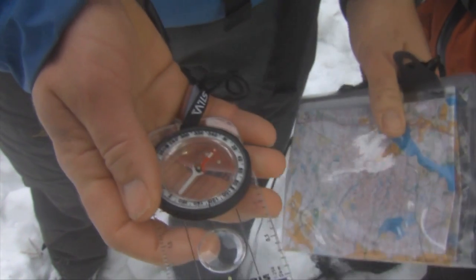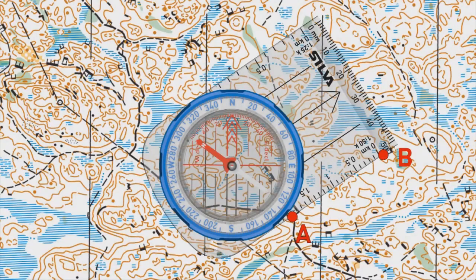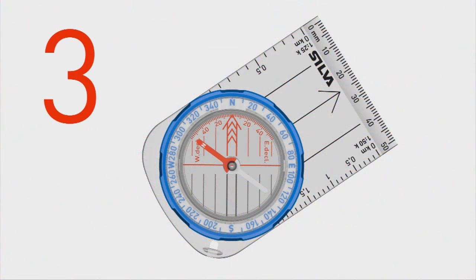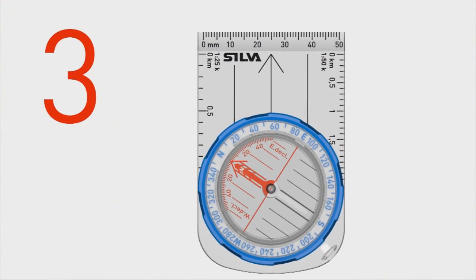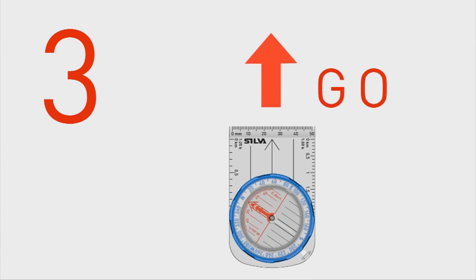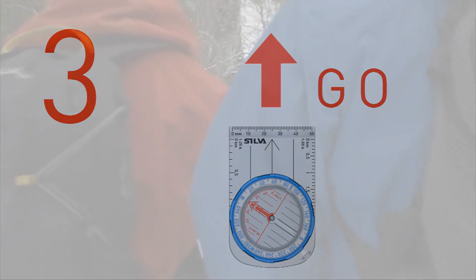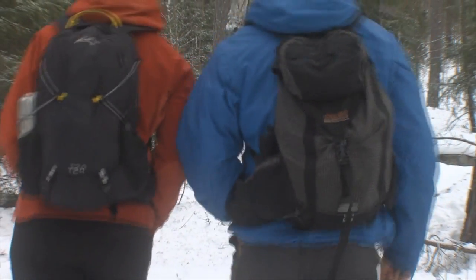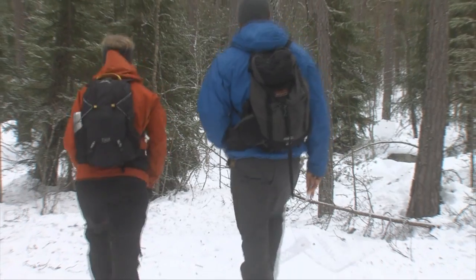Hold the compass horizontally in front of you. Turn yourself until the north end of the needle points towards N on the compass graduation ring. The direction of travel arrow now points precisely to your destination. Look up, select a landmark and walk to it. Repeat this procedure until you reach your destination.